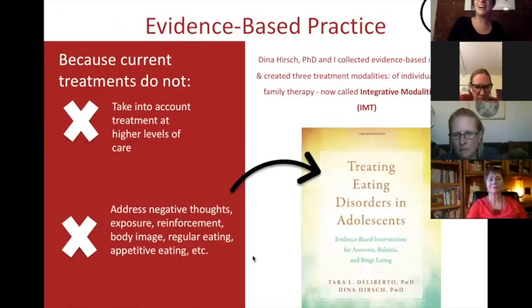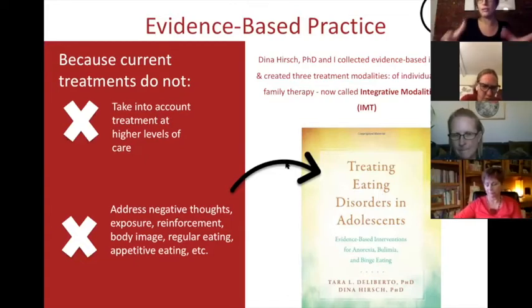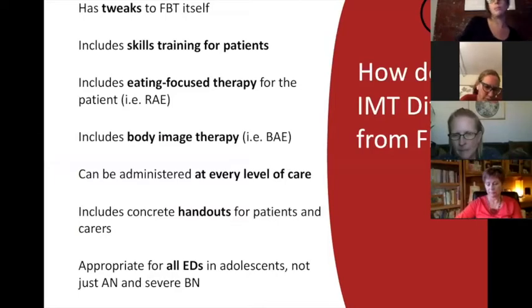Okay, so basically, getting back to evidence-based practice, because FBT has these areas where there are some holes in terms of, again, body image, skills, etc., and it doesn't really take into account treatment at higher levels of care, we decided to integrate everything into this one place. So IMT essentially is different from the treatments out there in that it tweaks FBT itself, and it really is what we consider to be a behaviorification of FBT.